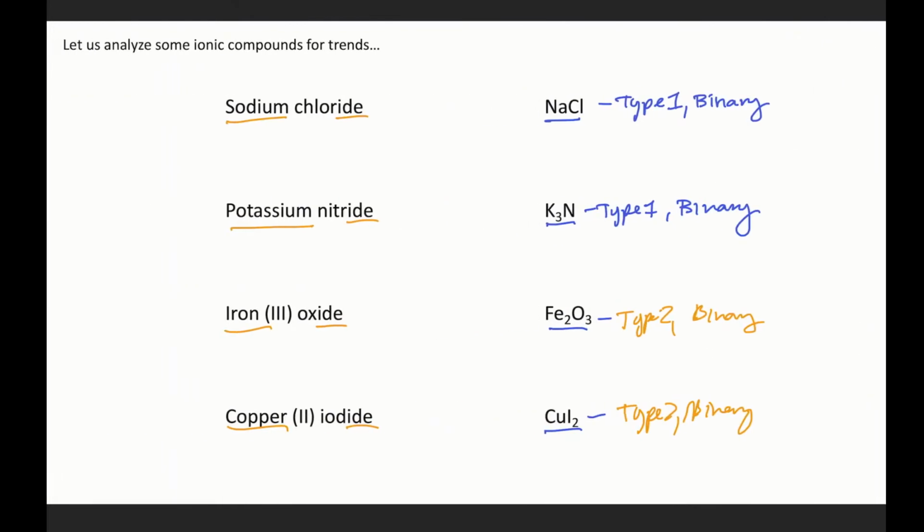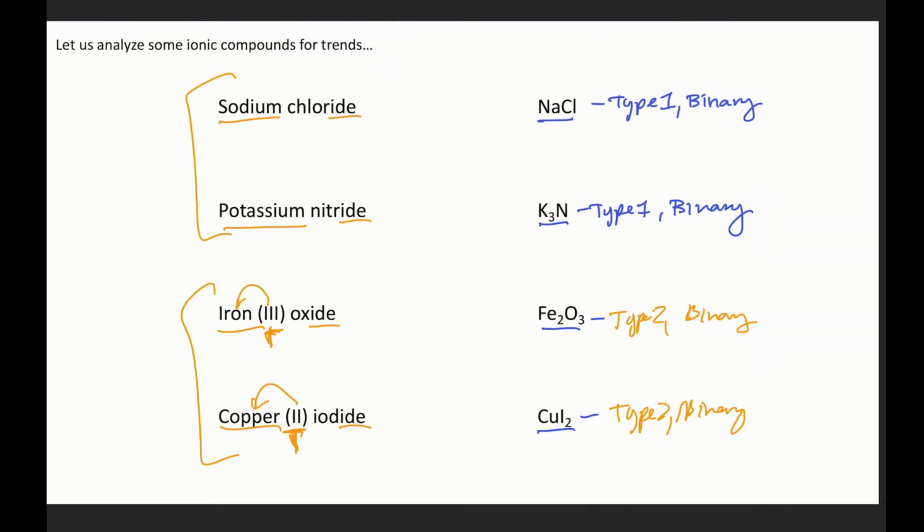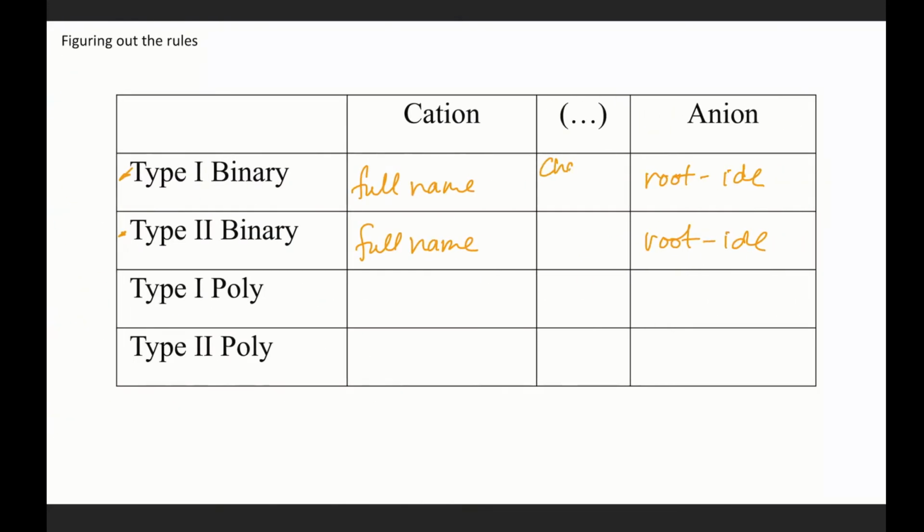And then we'll see what is different between these two sets. For the type 2, we have this special inclusion of a number in Roman numerals, and that is the charge of the metal. So: charge of metal in Roman numerals.